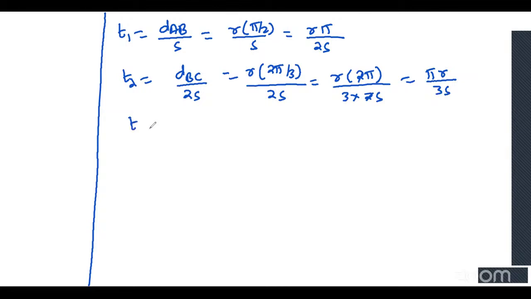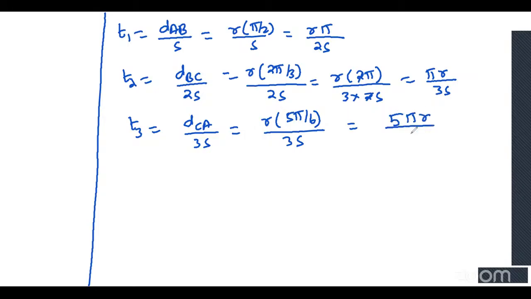And T3, distance of CA by 3S. Speed of CA is 3S, right? Fine. So R into 5 pi by 6, by 3S. So it is 5 pi R by 18S.